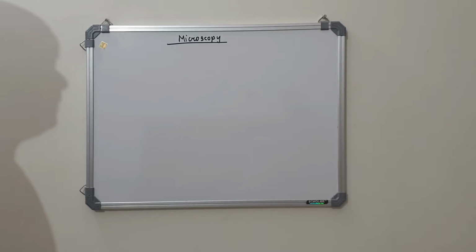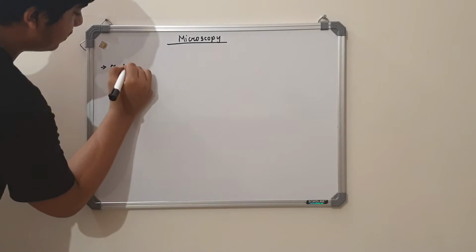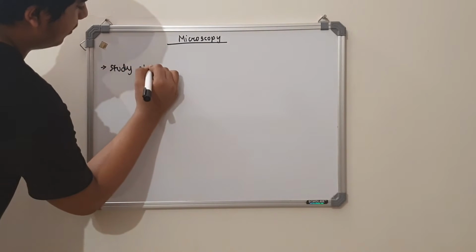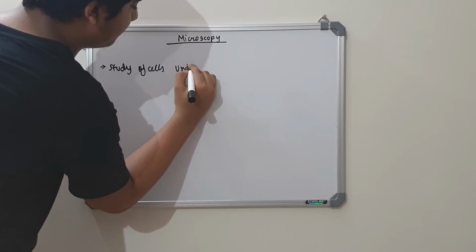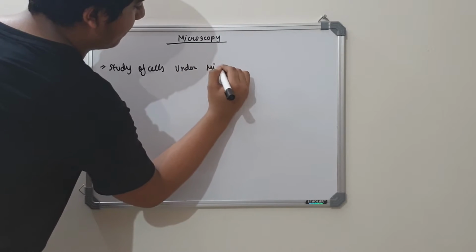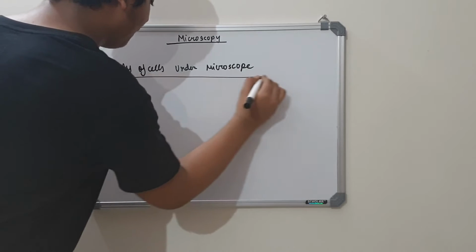So in this video we are going to discuss microscopy, different types of microscope and their uses. Now let's start our discussion with microscopy as the first point. Microscopy is the study of cells under a microscope.